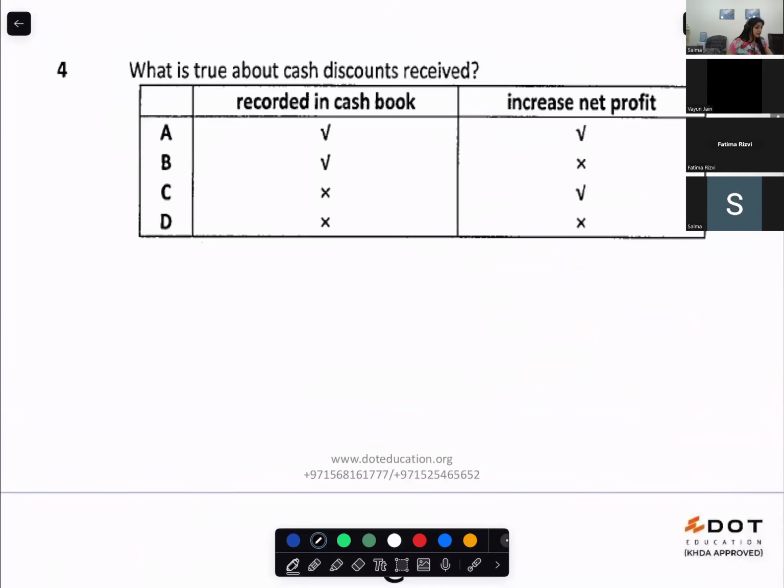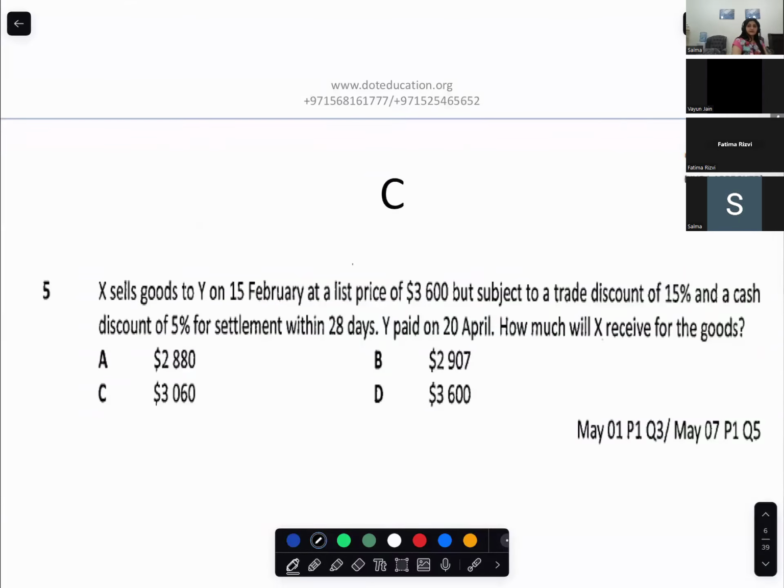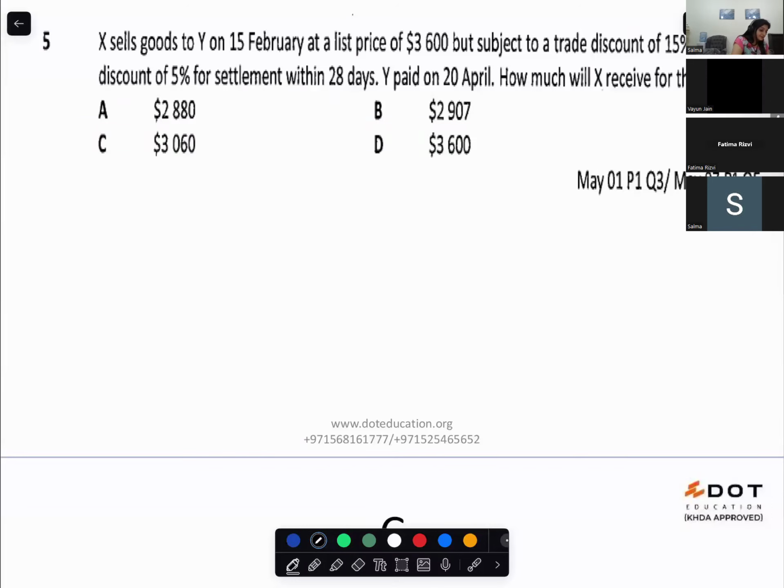Me. Vayun, come on. What is true about cash discount received? Tell. Miss, it's A. Is it recorded in the cash book? Yeah. And why does it increase the net profit? Because the company is receiving discounts. Okay, fine. Go to the next one. Come on, Fatima.